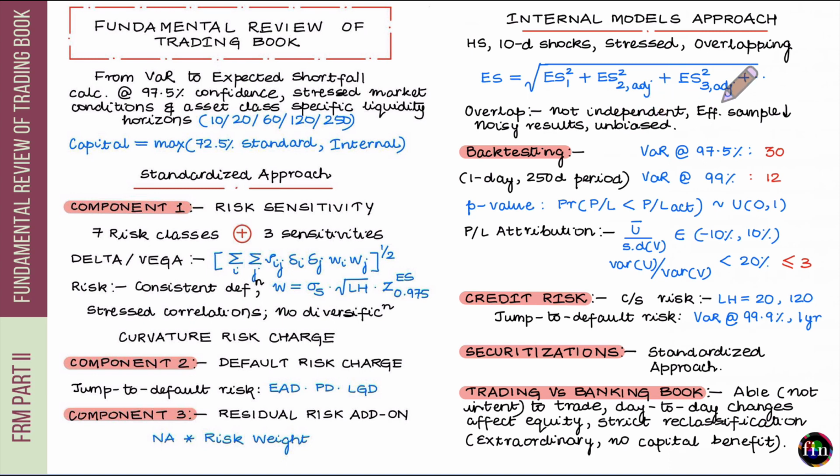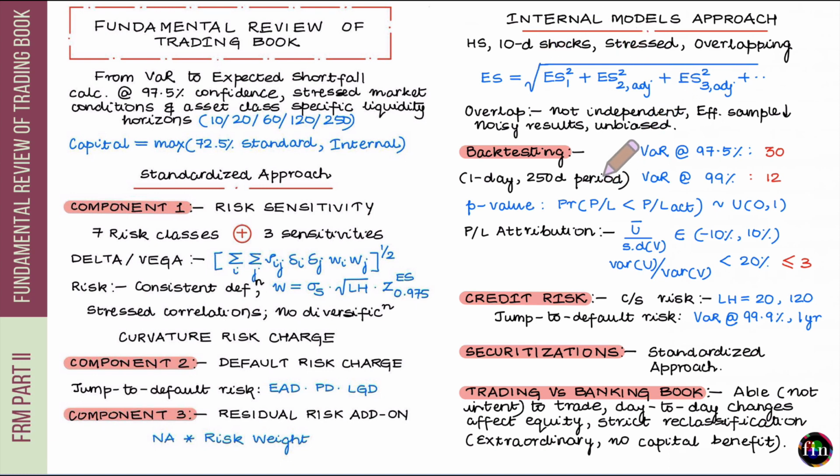Now, please note that the stipulation is to use overlapping periods. When I use overlapping periods, then these 10-day shocks may not necessarily be independent. This reduces my effective sample size. It does lead me to noisy results, but these results are still unbiased, and the Basel Committee therefore prefers using 10-day overlapping shocks as compared to using 1-day shocks.